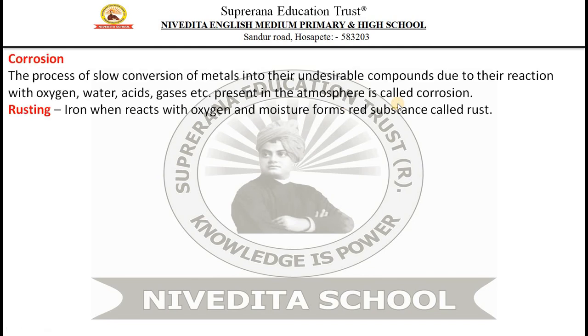Right, so the last few topics of your chapter, the first thing is corrosion. As you can see in the definition, the process of slow conversion of a metal into undesirable compounds due to their reaction with oxygen, water, acids, gases, etc. present in the atmosphere is called corrosion. Corrosion is a very common phenomenon that we see; due to different things in the environment, many things get spoiled.